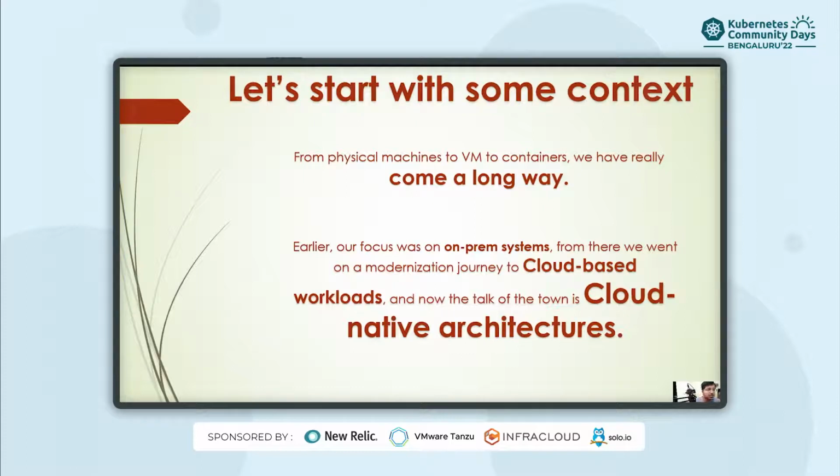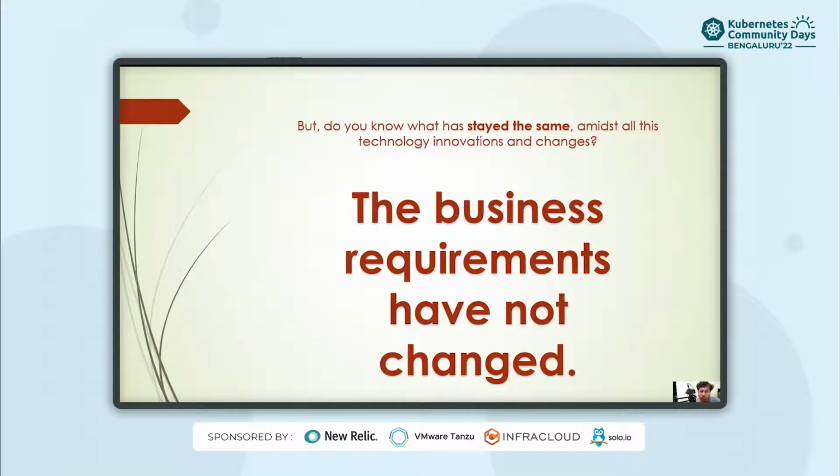From physical machines to VMs, virtual machines to containers, we have really come a long way. Earlier, our focus was on on-prem systems. Then we went on a modernization journey to cloud-based workloads. And now the talk of the town is cloud-native architectures, as all of us know, Kubernetes and Docker. But do you know what has stayed the same amidst all these technology innovations, Kubernetes, containers, Docker, and serverless? What has stayed the same? The business requirements. They have not changed.